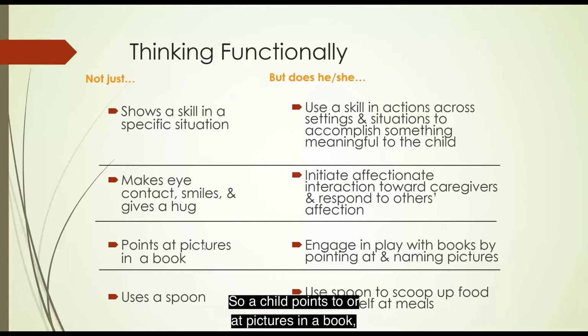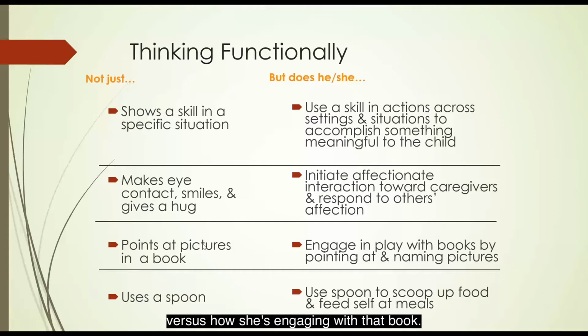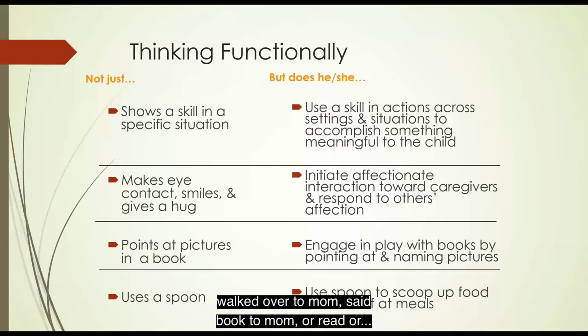So, a child points to pictures in a book versus how she's engaging with that book. I think you could even say Sammy walked over, grabbed the book, walked over to mom, said book to mom, and then climbed up on mom's lap and started pointing or mooing. So it's more about having those clearer pictures of what they're able to do, what they're not able to do in those situations.